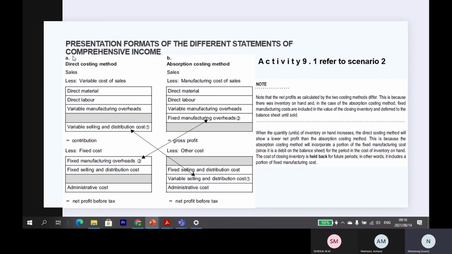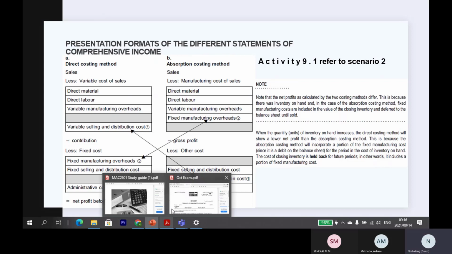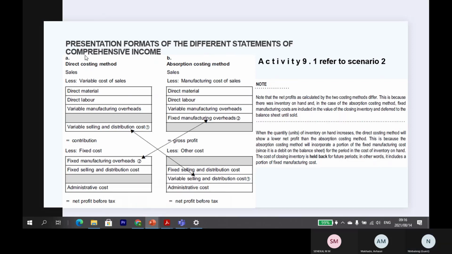Presentation, very important. So when it comes to presentation, this is how it looks. Direct costing method: you have your sales, you have your variable cost of sales. Remember, the variable cost of sales is your product cost, not your variable selling. So you would have your variable cost of sales: your direct labor, direct material, variable manufacturing cost. Thereafter, you sum this up to get your variable cost of sales.